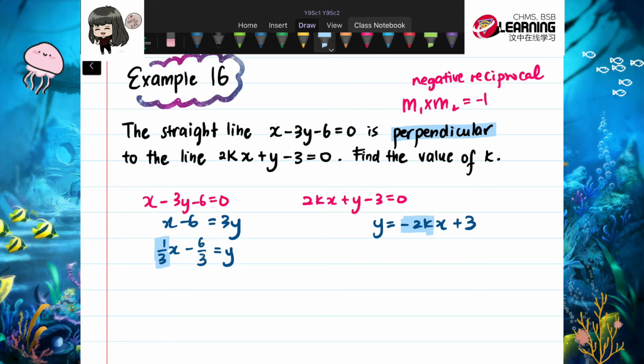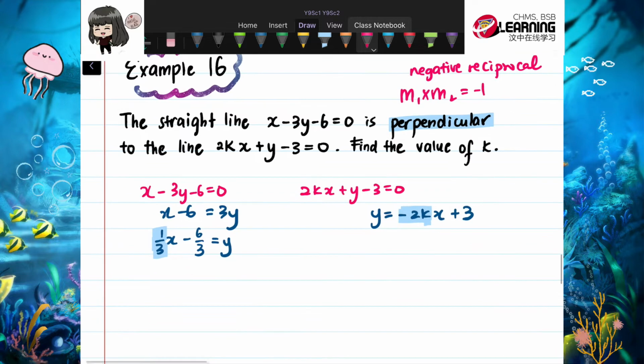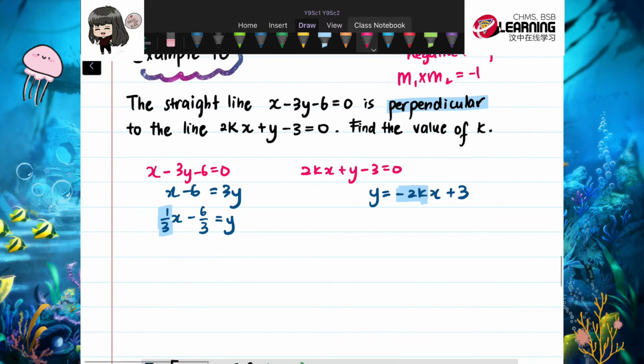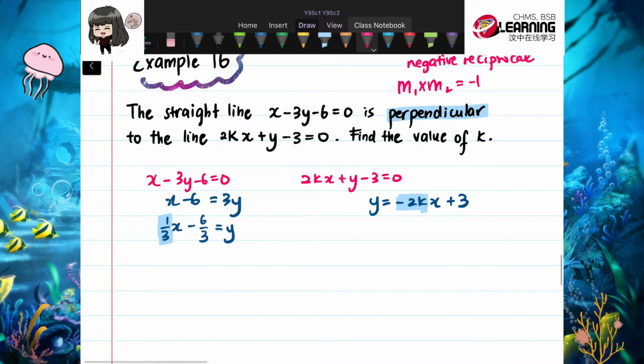I know that these two gradients multiplied together give negative 1. We have two methods of doing this. The first method is 1 over 3 times negative 2k, which gives negative 1. From here I will find k, making k the subject. I'll move the 3 to the other side.